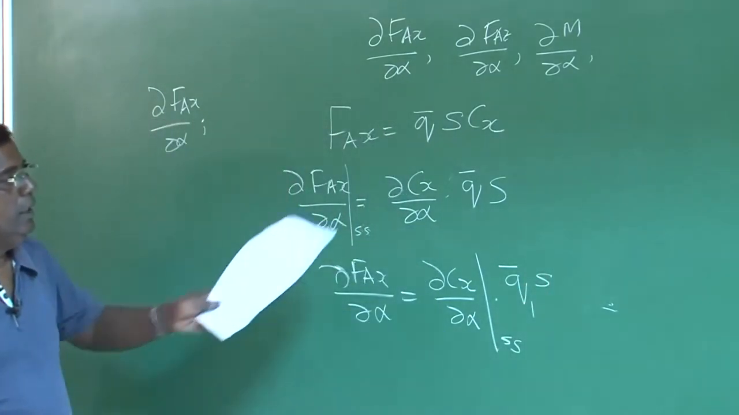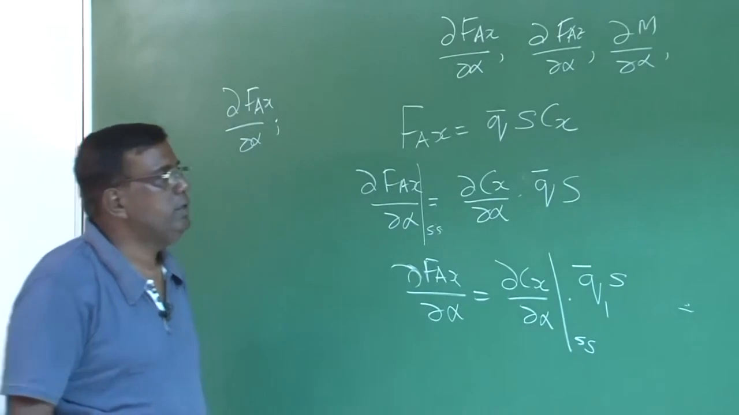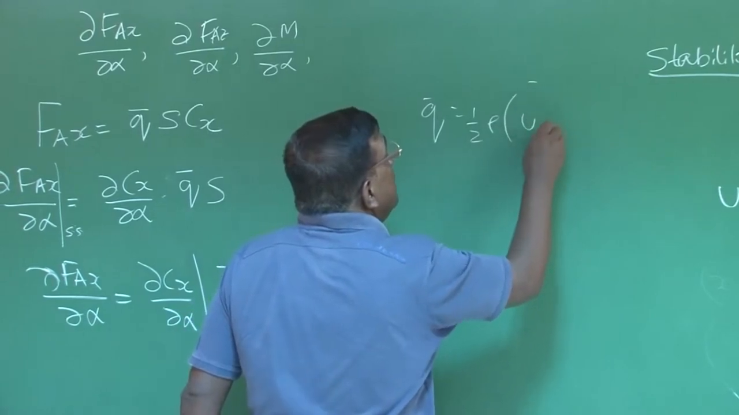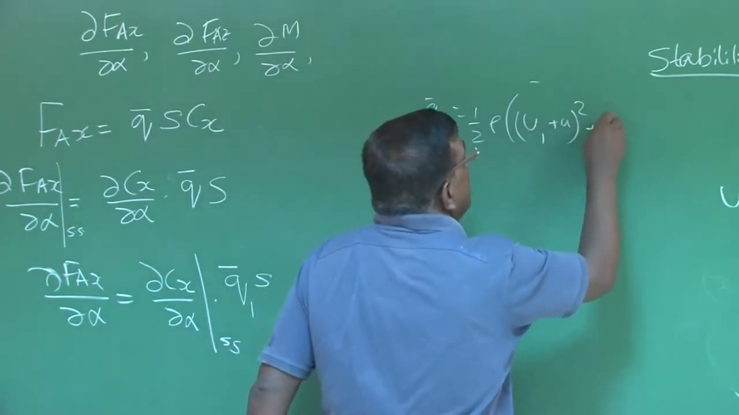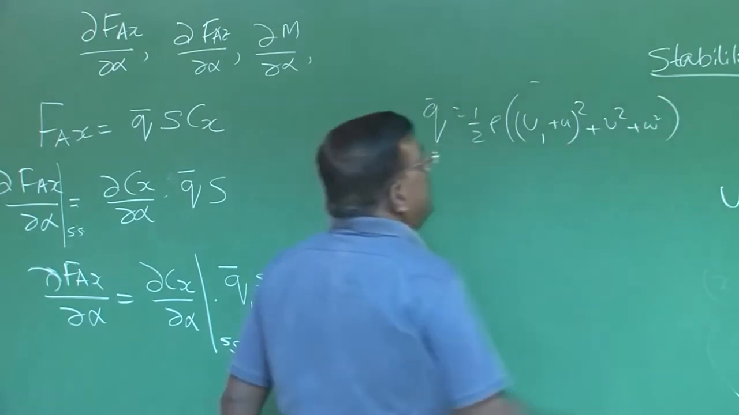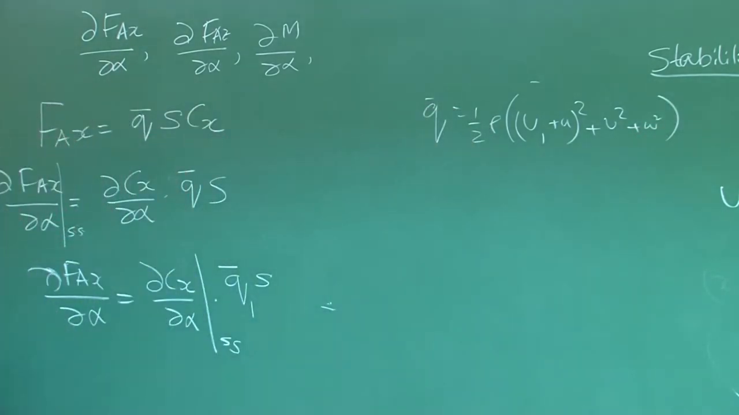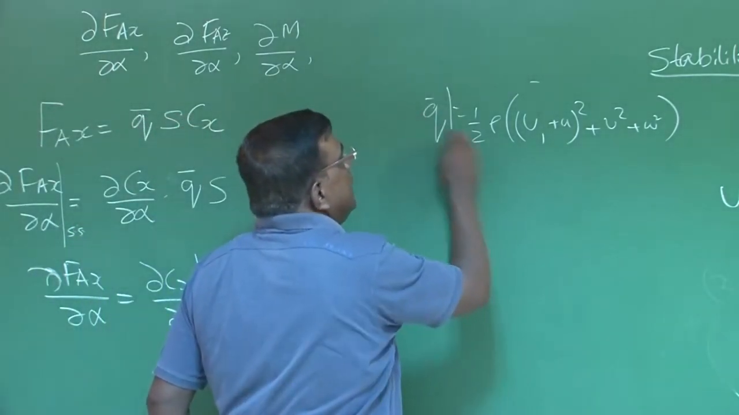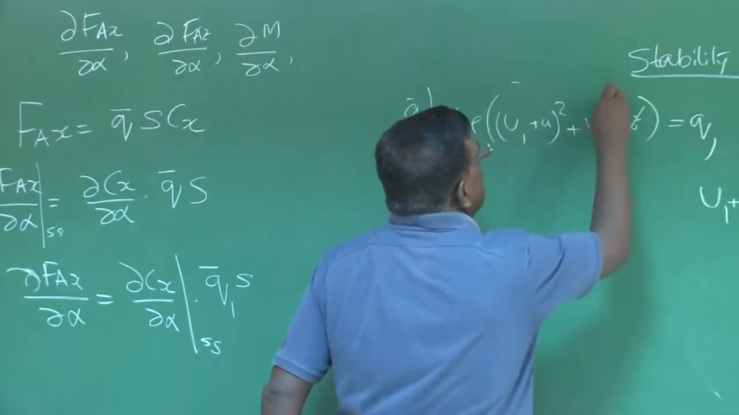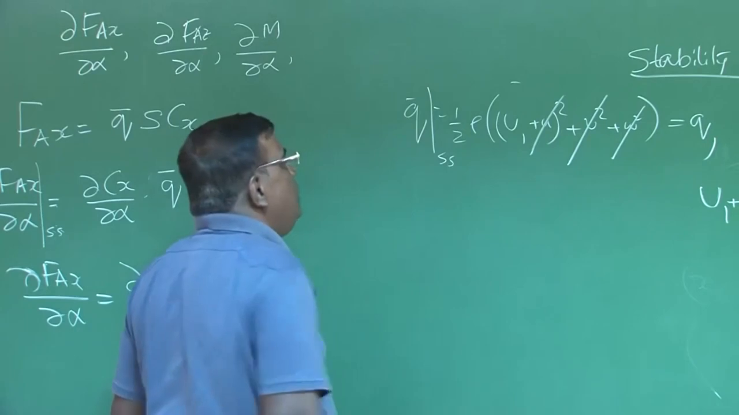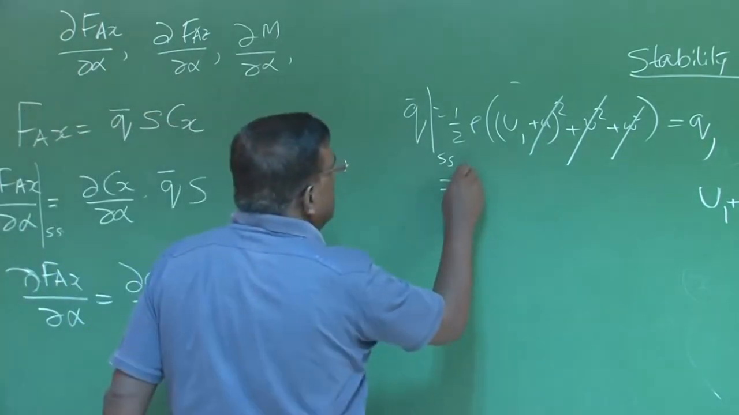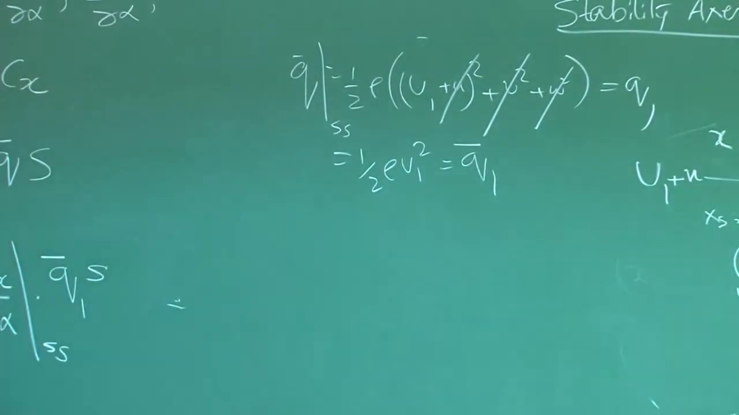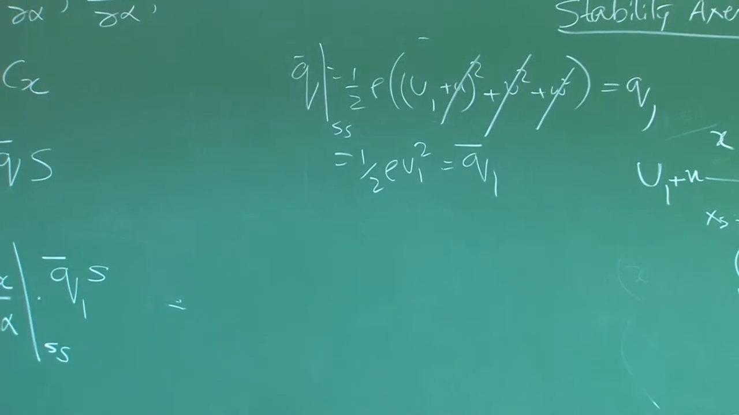What is this? Initially when you wrote q bar, what was it? Q bar was half rho (U1 plus u) whole square plus v square plus w square. All the perturbed quantities are also included here. But when I write q1, I am evaluating this at steady state, where u, v and w are 0, so it is only half rho U1 square, which is equal to q1 bar. The 1 is for steady state condition. So we have written this, as simple as that.